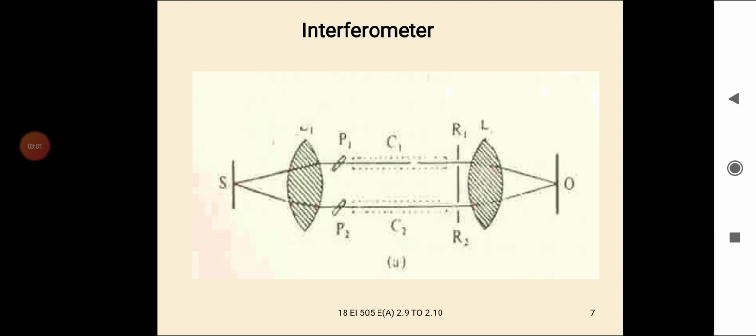Interferometer: sources, lenses L1, L2, and P1, P2 are active materials. Samples C1 and C2 are in the path of R1 and R2. So the openings R1O and R2O you can see in the picture.